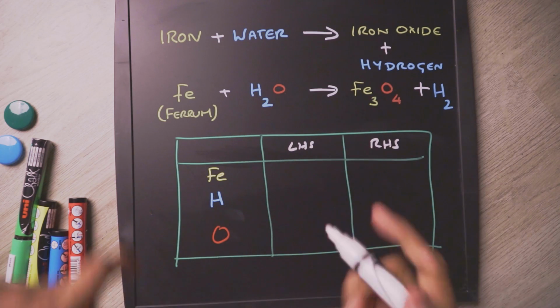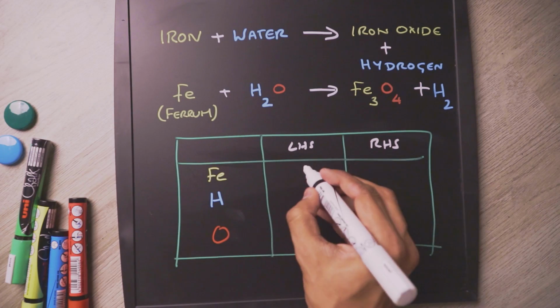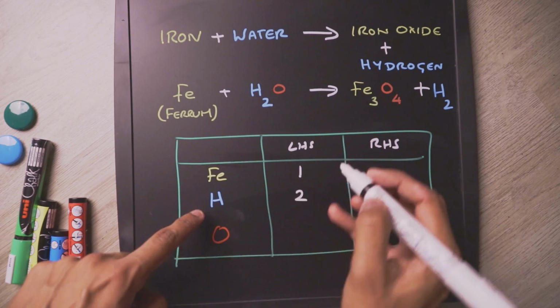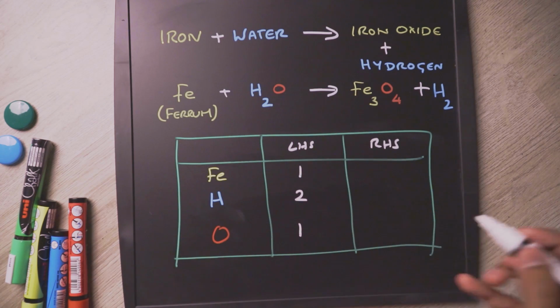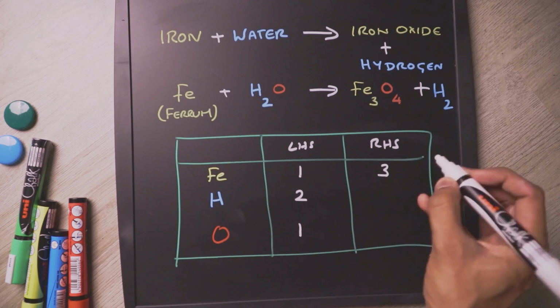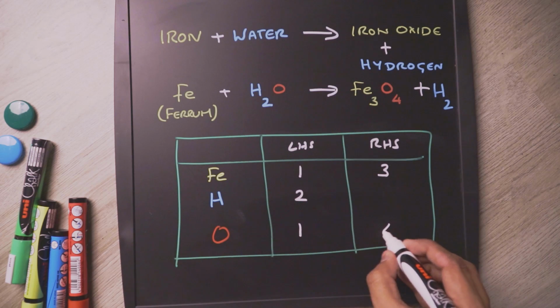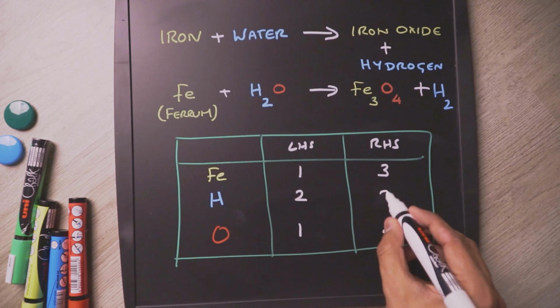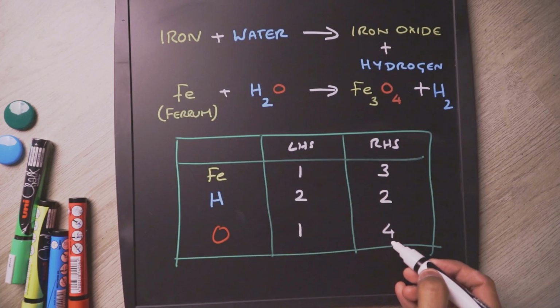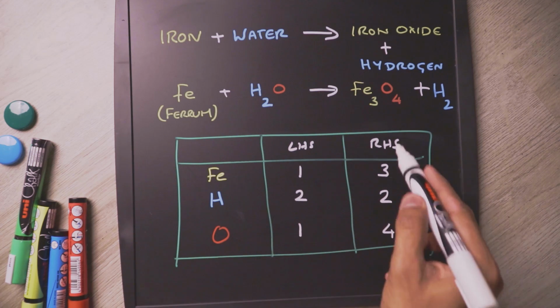Okay, how many irons do you have on your LHS? You have 1. How many hydrogens do you have? You have 2 hydrogens on your left hand side. And how many oxygens? You have 1 oxygen on your left hand side. On your right hand side, you have 3 irons, you have 4 oxygens, and you have 2 hydrogens. Okay, so you write this table first, and then you find out where is the largest number. The largest number is over here. It's on oxygen on the right hand side.